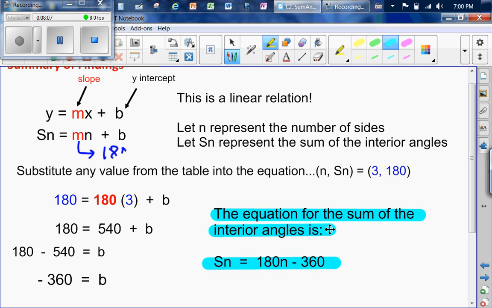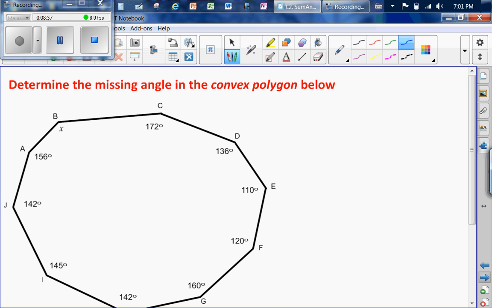So no matter what, if you have so many sides, you can figure out what the sum of the interior angles is going to be. Or vice versa, if you have the sum of the interior angles, you can then solve to find out how many sides your polygon has. So let's go back to our original question. Determine the missing angle in the convex polygon.